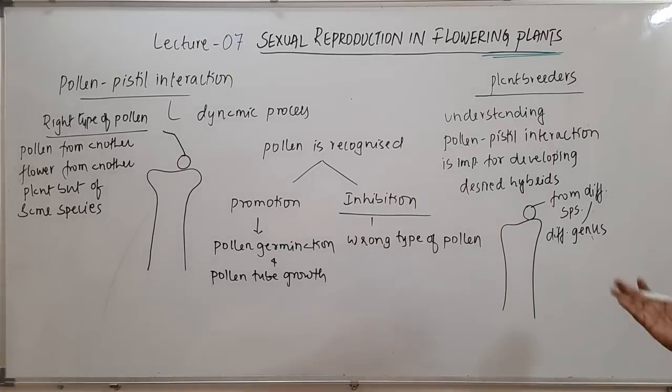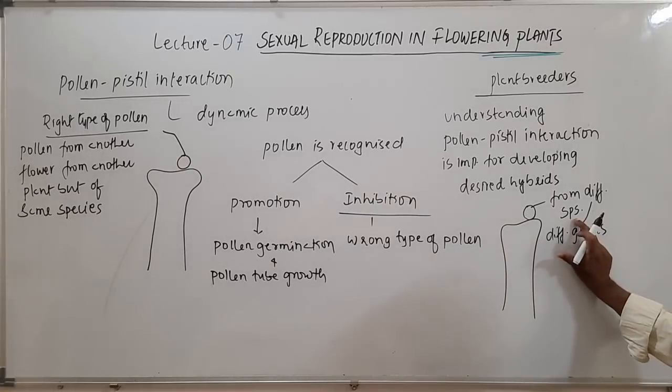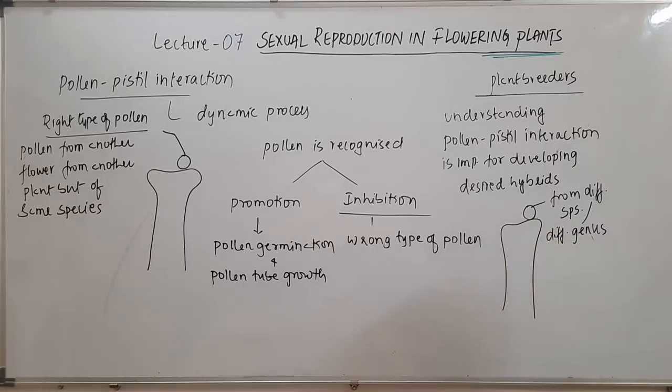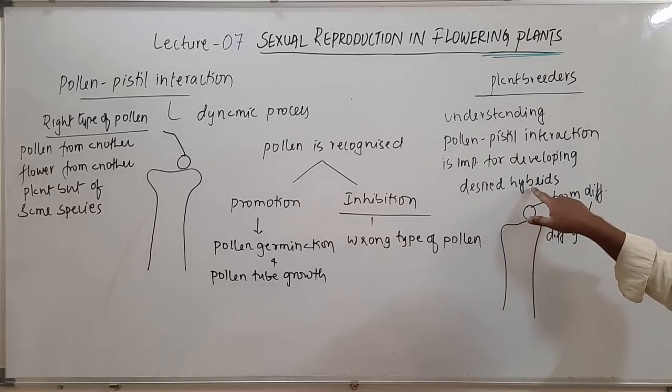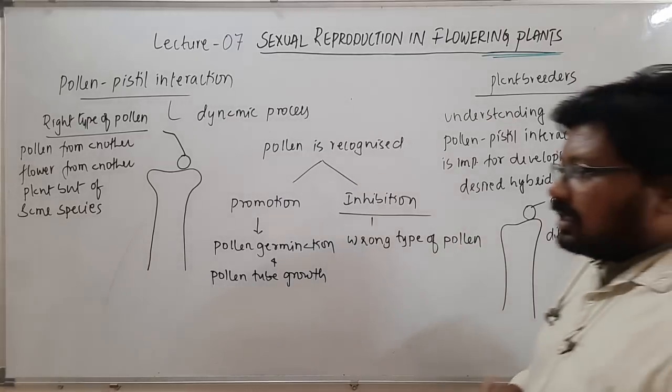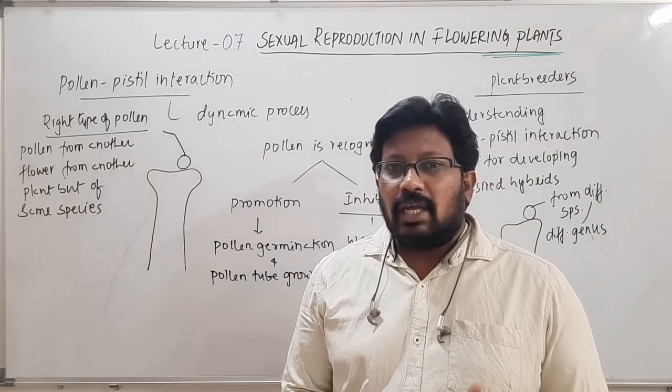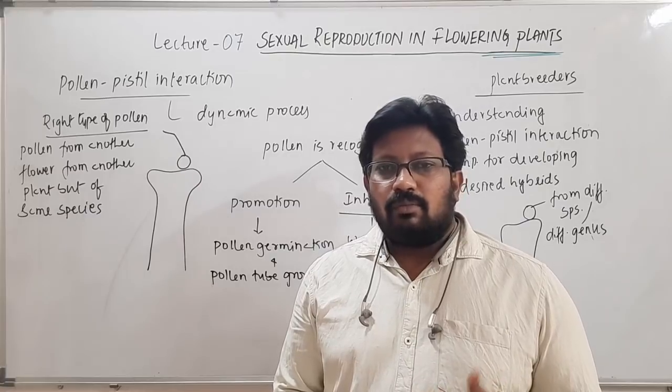So from a different genus, or from a different species, he has taken that pollen, and he can make this pollen germinate on this stigma, right? So that will help us to produce something called the desired hybrids. These are the hybrids which have qualities that will help us to give more yield.